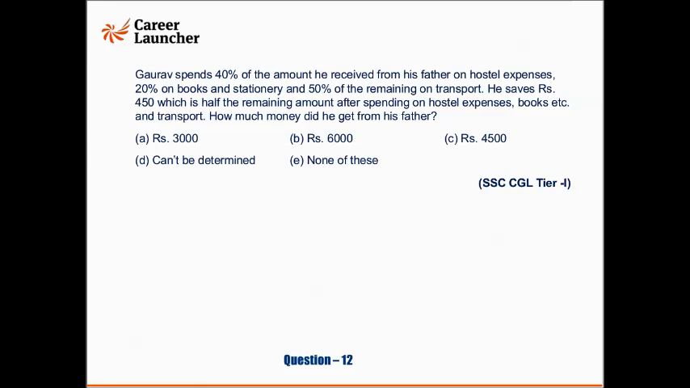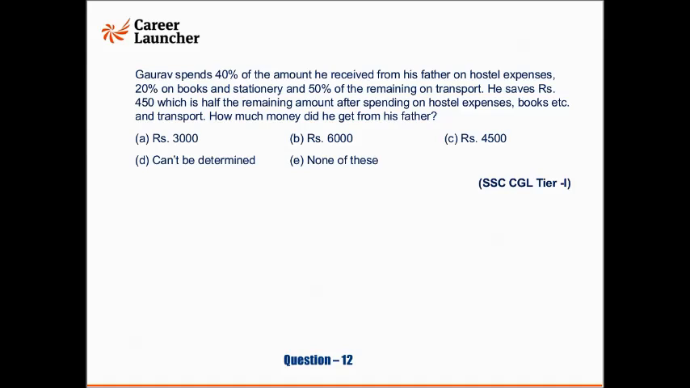Now see the next question. Gaurav spends 45% of the amount he received from his father on hostel expenses, 20% on books and stationery, and 50% of the remaining on transport. He saves rupees 450, which is half the remaining amount after spending on hostel expenses, books, etc. and transport. How much money did he get from his father?